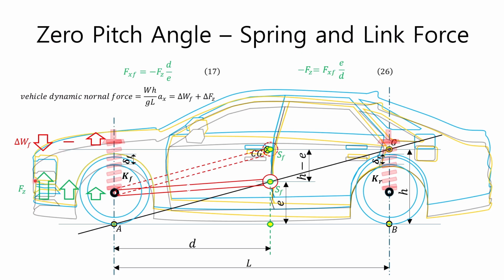Using this principle, we can find the virtual reaction point location that will reduce the front ride height so that the pitch angle becomes 0. With this in mind, let's examine the pitch angle.